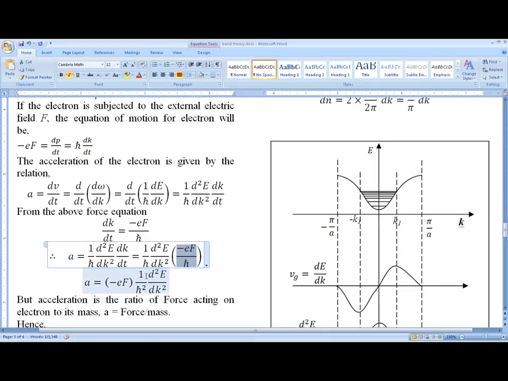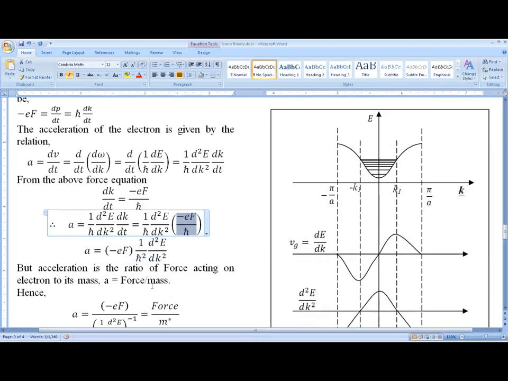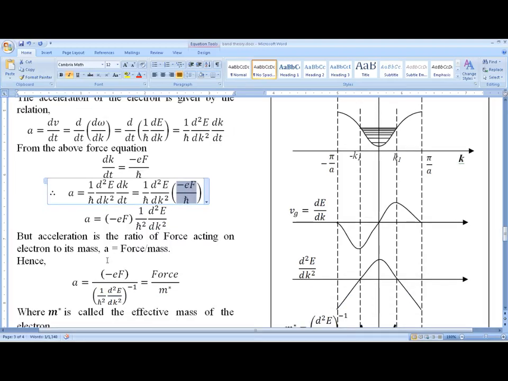In the next step I'll write this as some inverse term. You can clearly see here, as you know, force equals mass into acceleration, or acceleration equals force by mass. This is force, don't get confused, F is not the force; minus e times F is the total electric force. So that force is divided by something. If you pull this entire term into the denominator, it becomes h cross square divided by d square E over dk square. Or by simply putting the inverse term here, we can write it like this. As we know, a equals force by mass.